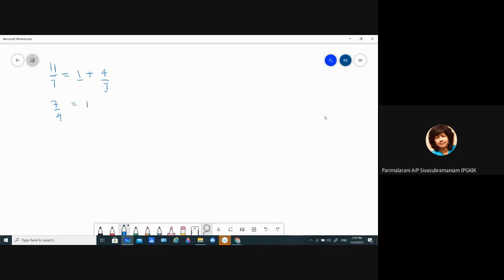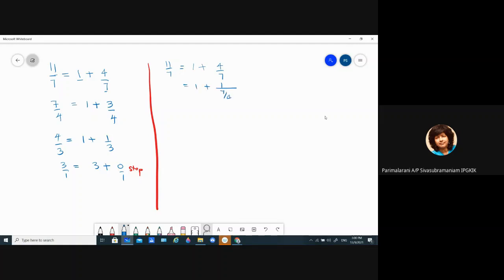7 over 4 is 1 plus remainder 3 over 4. So here we write 4 over 3 is equal to 1 plus 1 over 3. So 3 over 1 is equal to 3 plus 0 over 1. Once you reach 0, we stop here already, okay? So we're going to use this to continue, okay? So 11 over 7 can be written as 1 plus 4 over 7. This is also the same as writing 1 over 7 over 4, okay?